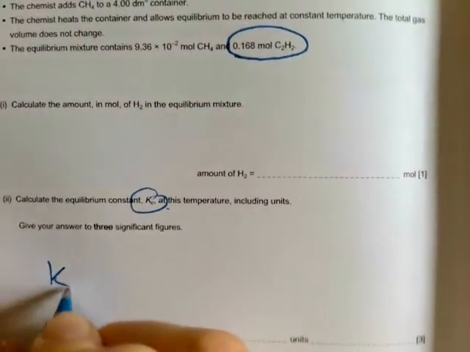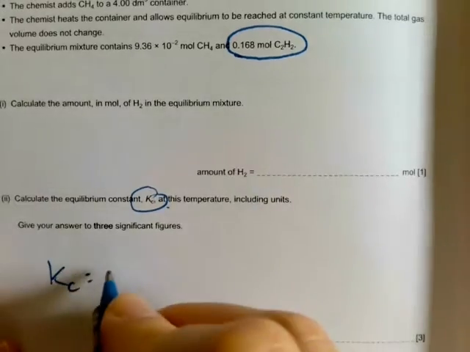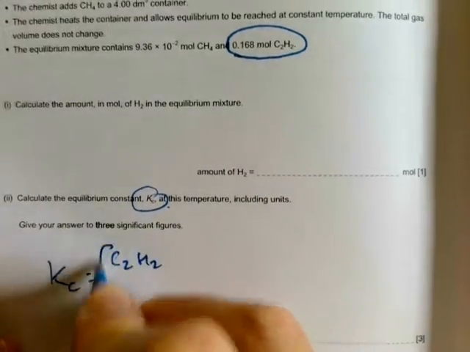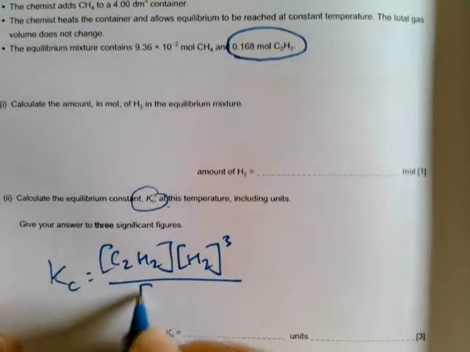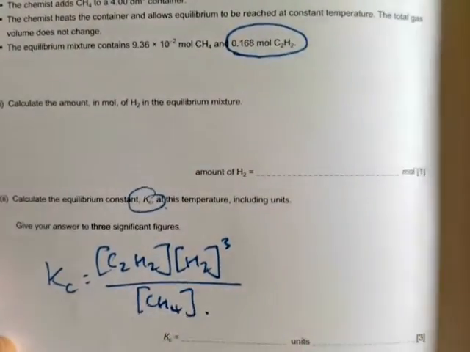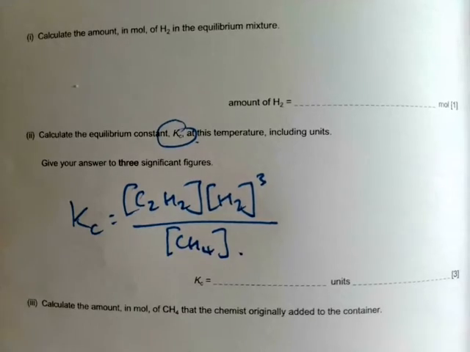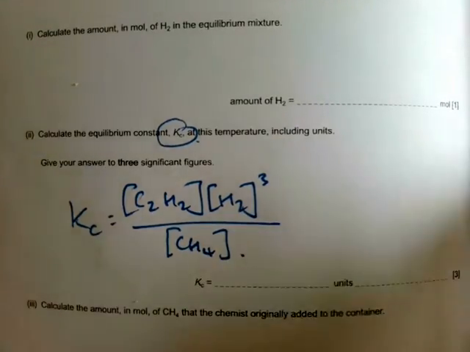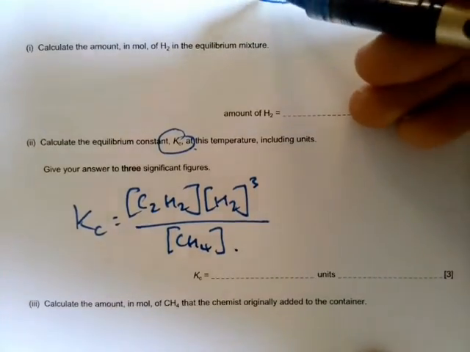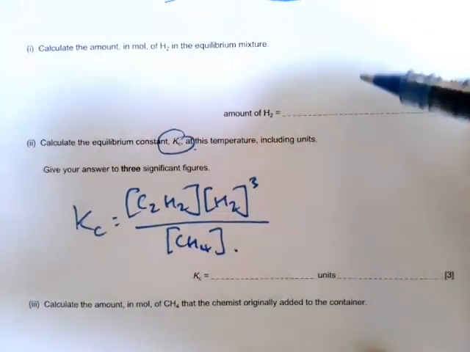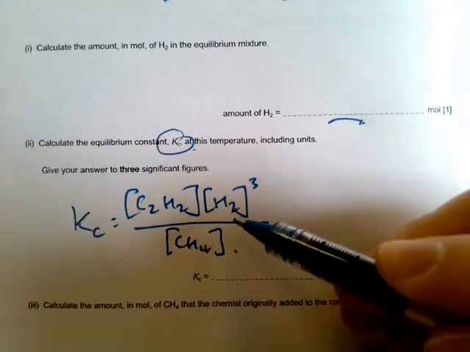So Kc is C2H2, and then it's H2 to the power of 3 divided by CH4. Now, people that don't really know what they're doing, what they'll do is they'll take the values, they'll take this value, and the value they've worked out, and they'll put those values in here.